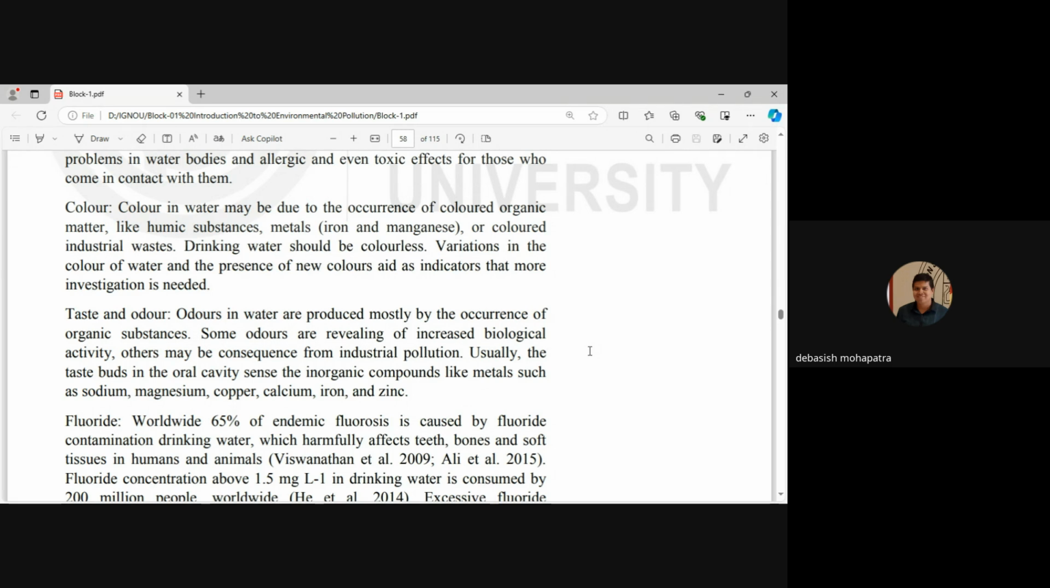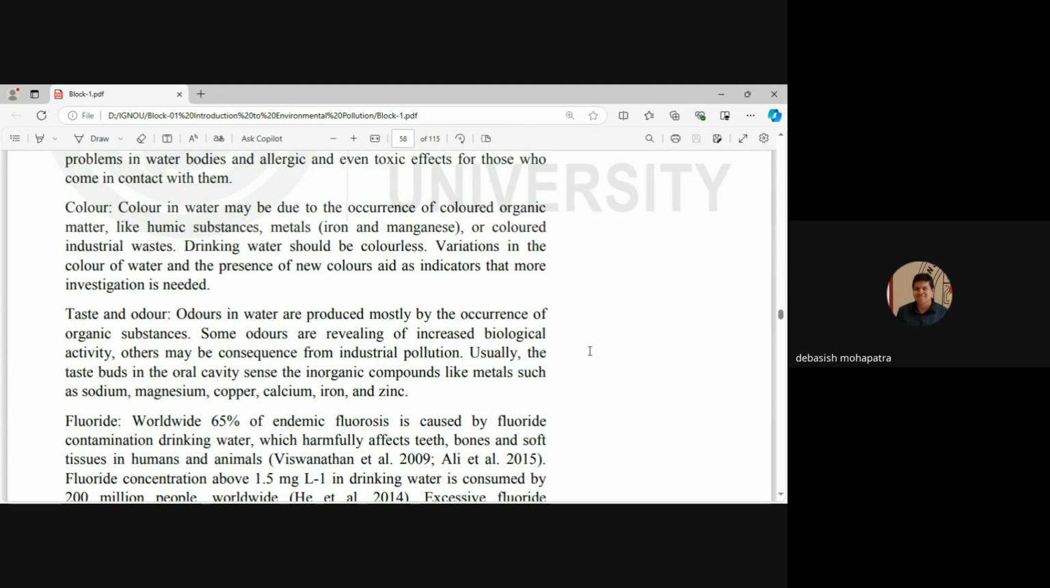Taste and odor. Odors in water are produced mostly by the occurrence of organic substances. Some odors reveal increased biological activity. Others may be a consequence of industrial pollutants. Usually the taste buds in the oral cavity sense inorganic compounds like metals such as sodium, magnesium, and copper, due to which water tastes different.